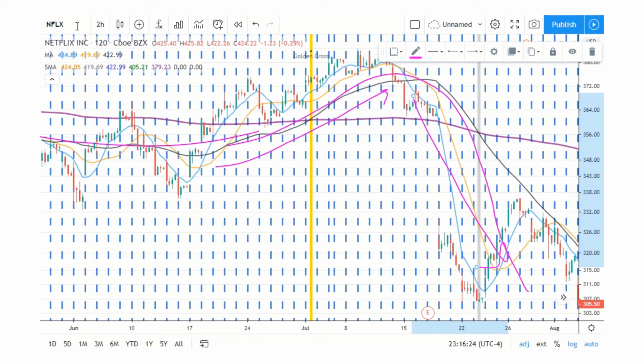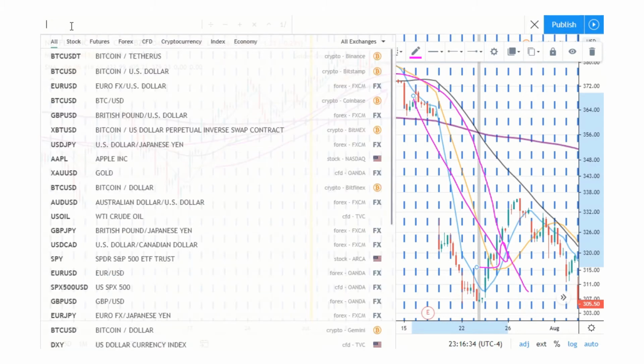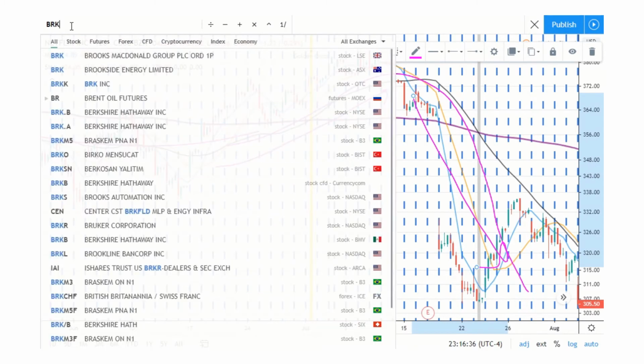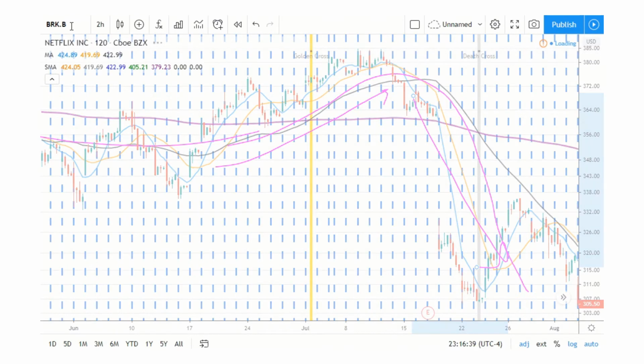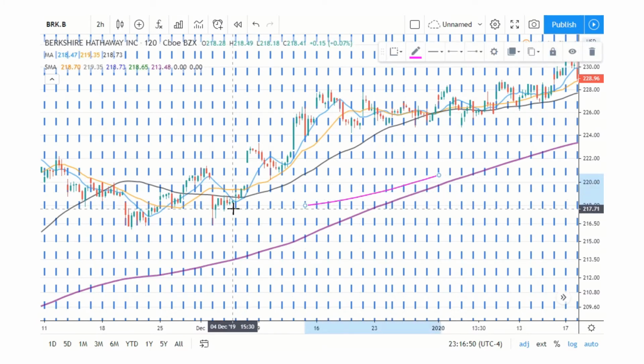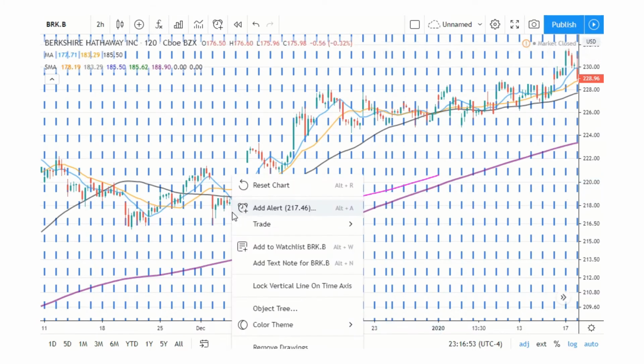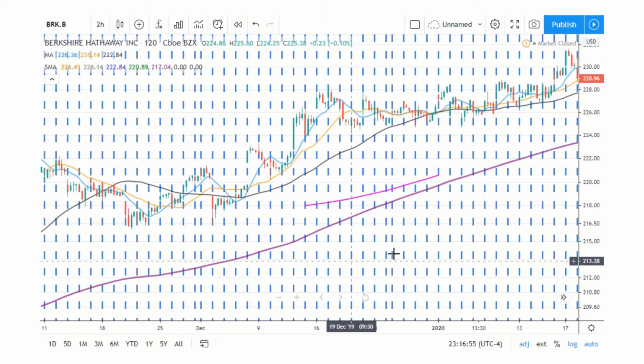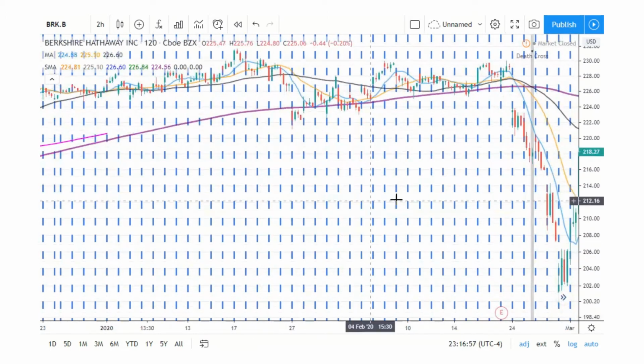Okay, let's look at another stock. Berkshire Hathaway. And here we go. The stock is moving. Both moving averages are moving together.